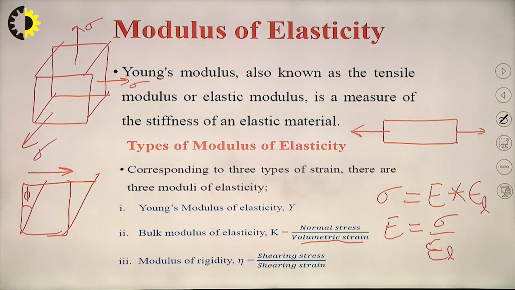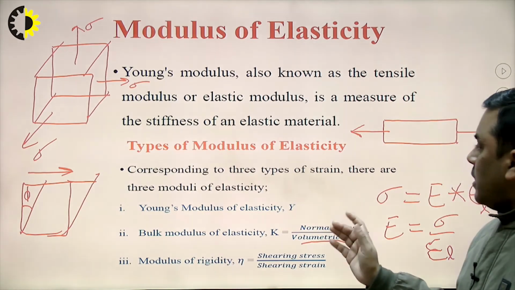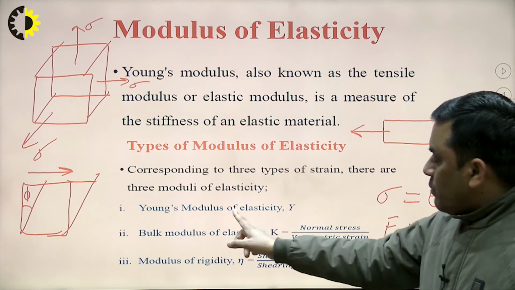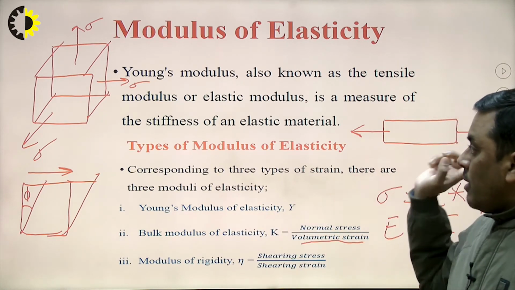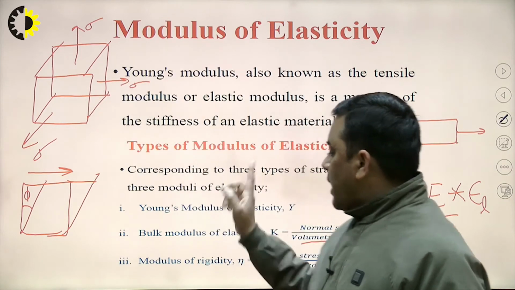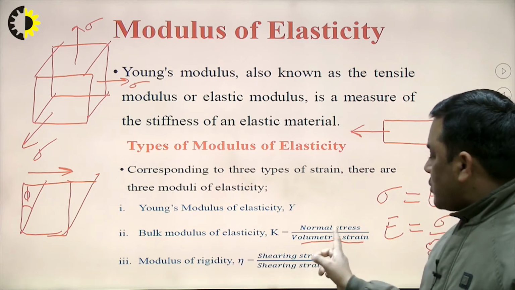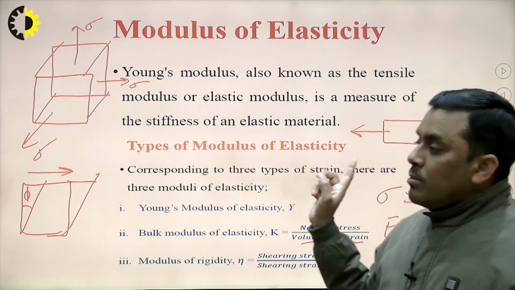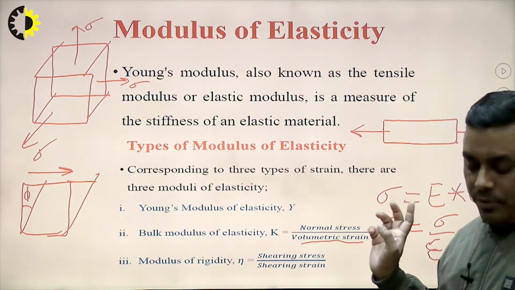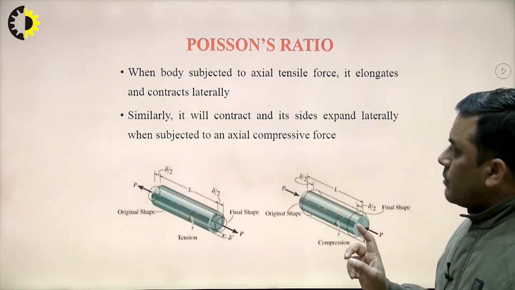So, we must keep in mind that there are three different elastic constants we generally deal with. If we are dealing with normal stress and longitudinal strain, then it is known as modulus of elasticity or Young's modulus. Whenever we are dealing with normal stress and volumetric strain, then it is termed as bulk modulus. Whenever we are dealing with shearing stress and shearing strain, that elastic constant is known as modulus of rigidity. Okay. So, these are the three different elastic constants.